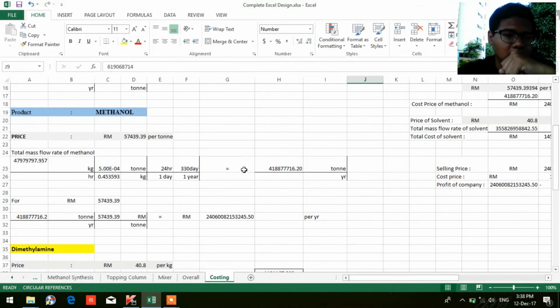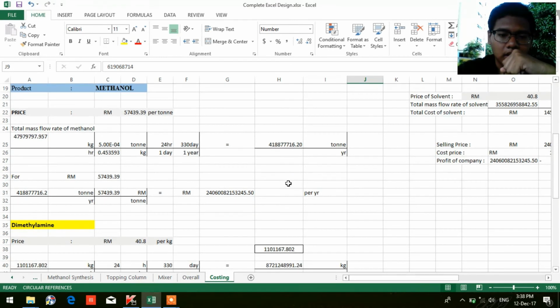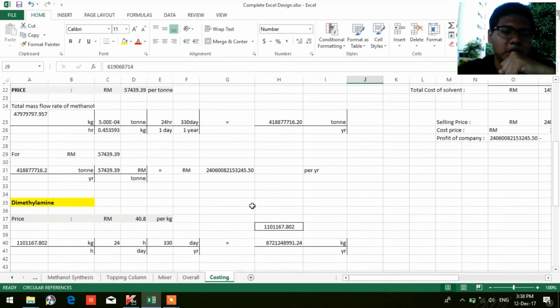And for the product methanol, the price is approximately 57,000 per ton, and we produce about 418 million ton per year, and when we multiply we will get approximately 24 trillion ringgit Malaysia per year.